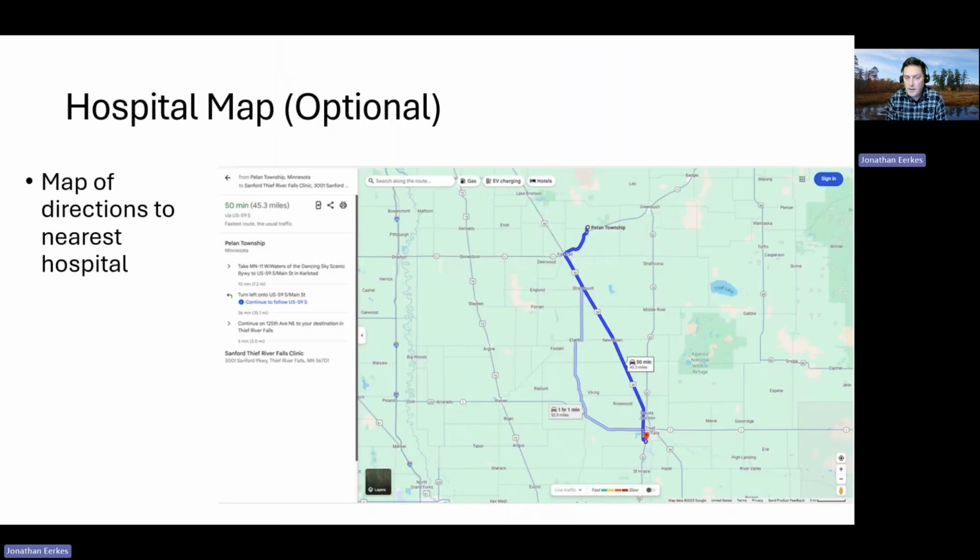A final map is a hospital map, directions to the nearest hospital. This could be very handy in an emergency situation. If someone needs to be driven to a hospital, this page could be ripped right out of the burn plan and given to the driver, so they don't need to figure that out and save time. So not hard to generate, but could be very handy in a medical situation.